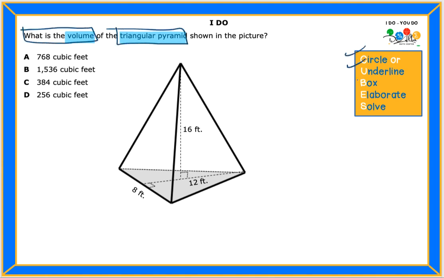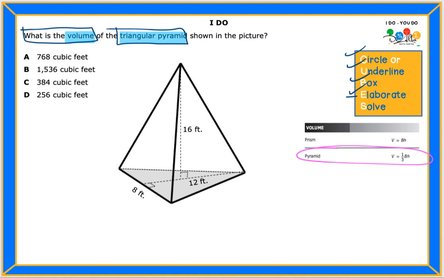I did circle, underline, box the question, and for elaborate, I'm going to do color coding, and also I'm going to bring the formula chart. So please hold on. They actually mentioned that this three-dimensional shape is a pyramid, but just so we can keep that in mind, how do we know that it's a pyramid if they don't mention that in the description of the problem? Well, the way we know this is by identifying the lateral faces of the shape.